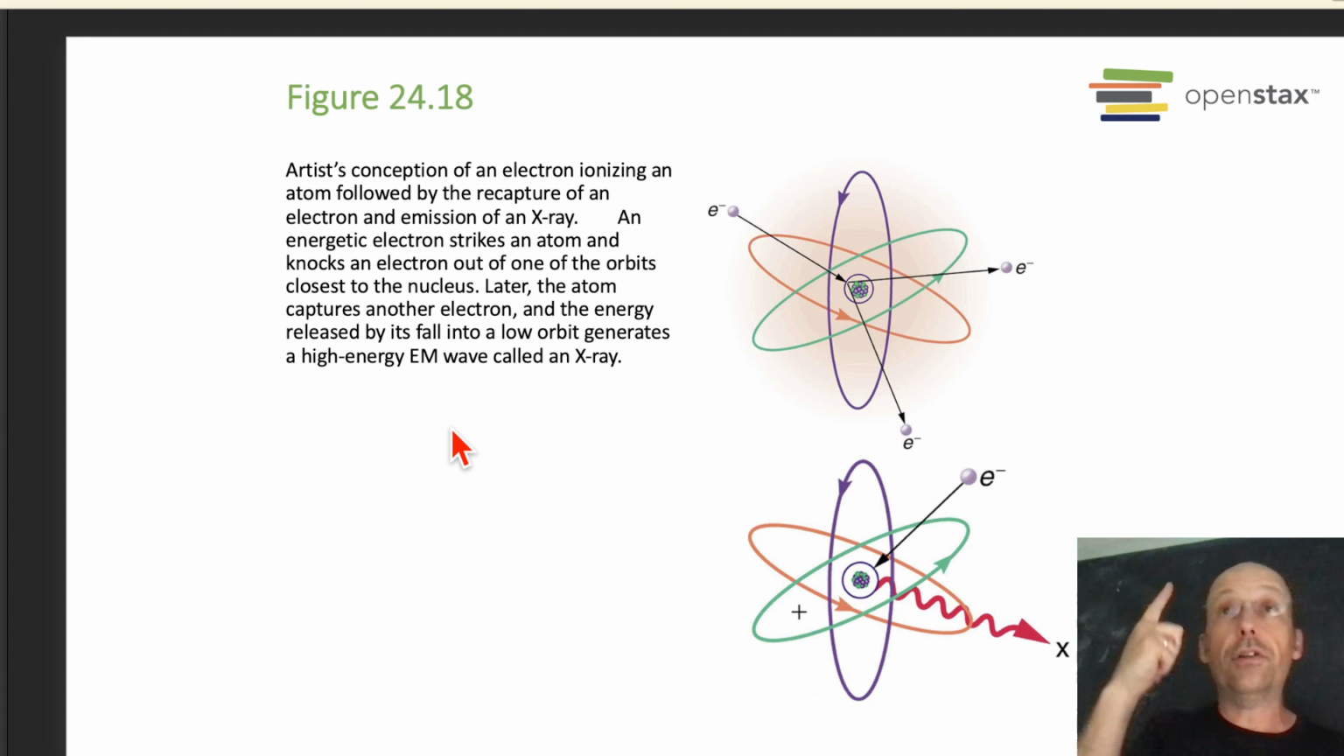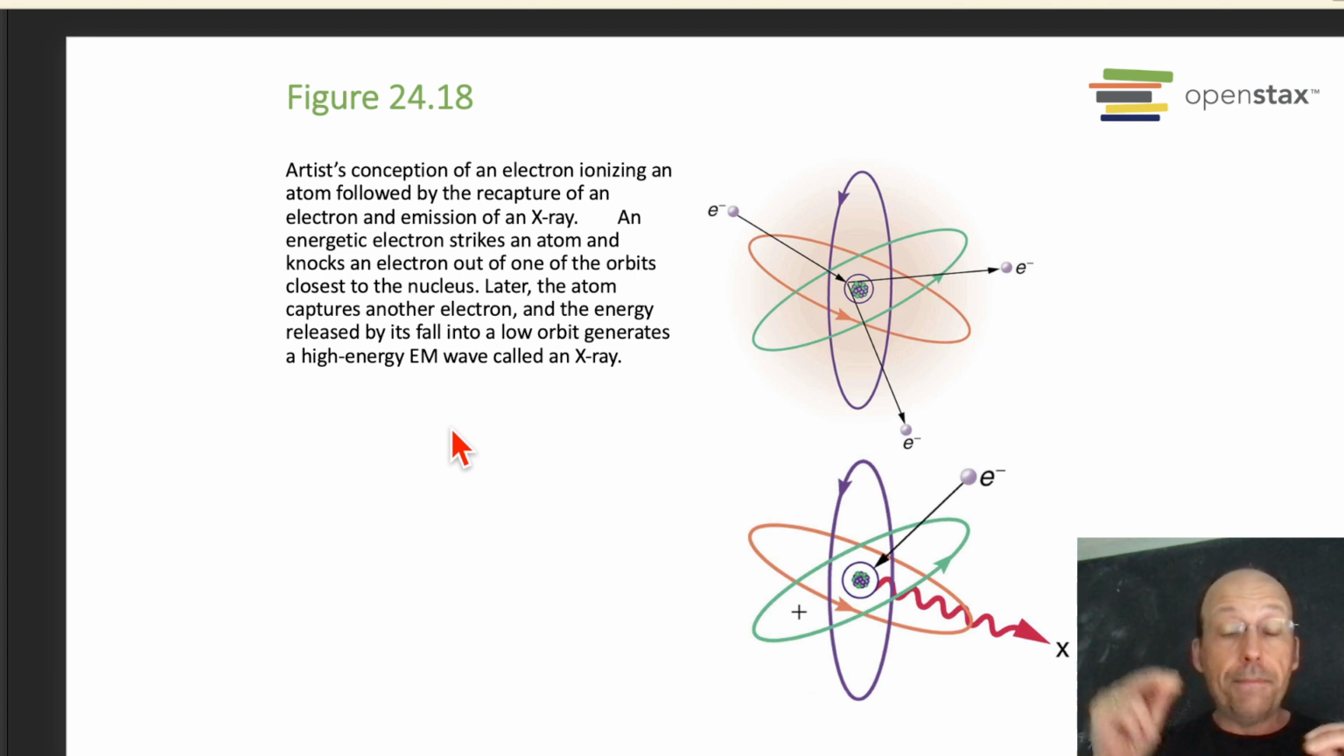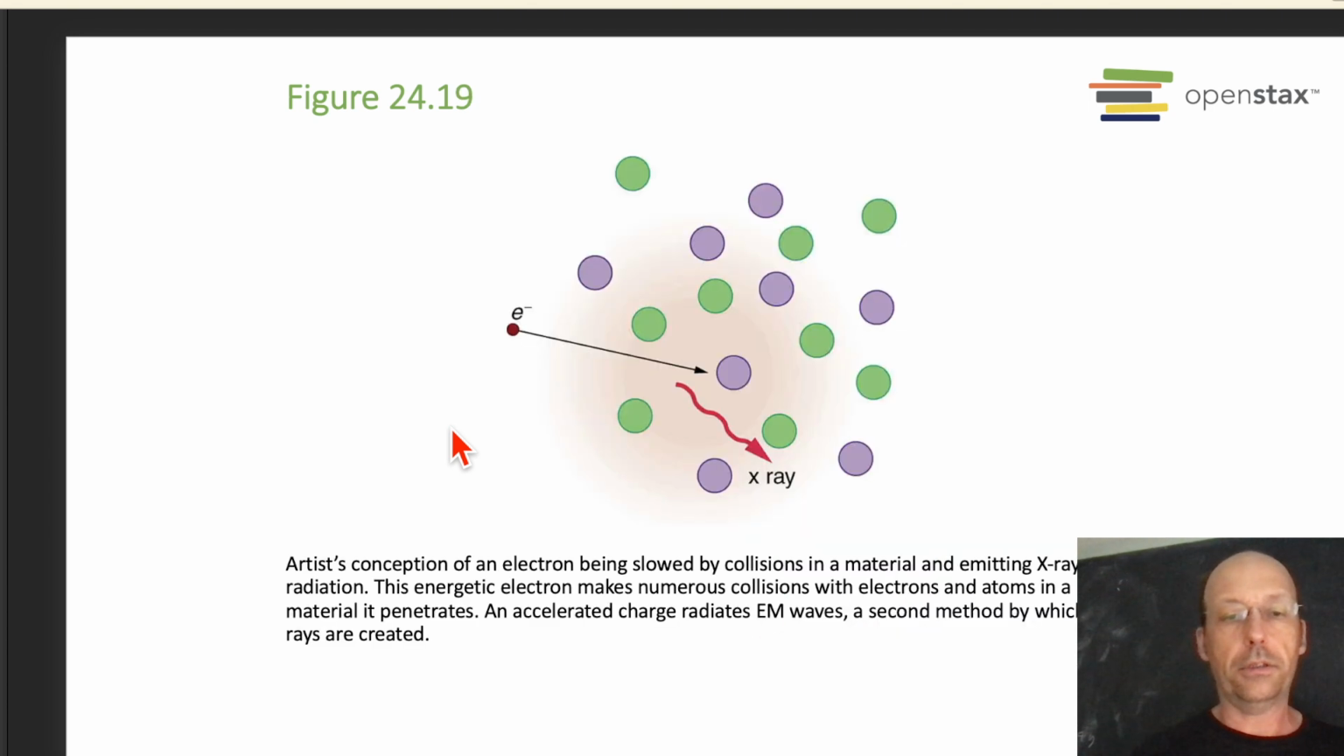How do you make X-rays? Remember, you have to accelerate charges. So to make an X-ray, if I accelerate a charge in an atom, and the acceleration is the right frequency, then I can get an X-ray. But I don't really want to talk about that too much.